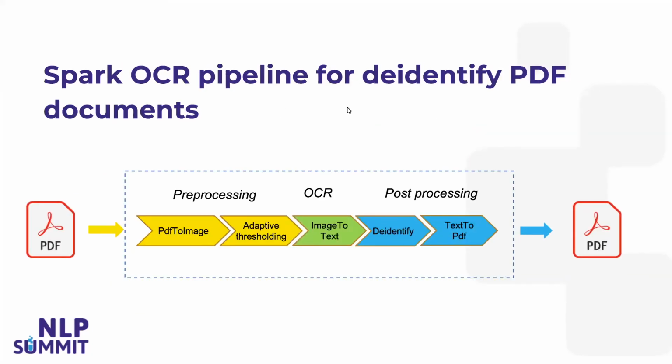This is an example of a Spark OCR pipeline for de-identification of a PDF document. So we should read the PDF document using PDF to image, and after that we can have some pre-processing for cleaning the image, recognize text using image to text, de-identify the document using Spark NLP, and store back to PDF.